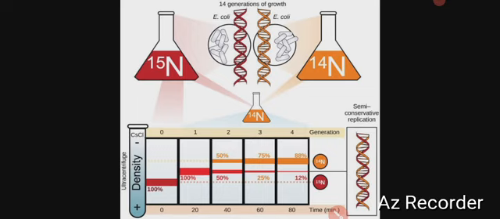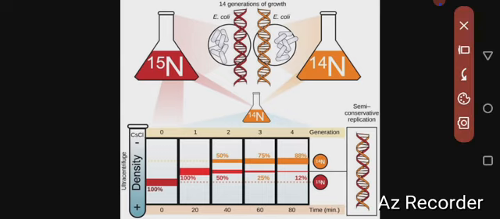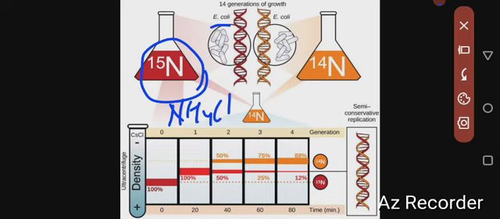Today I'm going to talk about the Meselson and Stahl experiment, which concludes that DNA replication is semi-conservative. So, how did they do it? They did an experiment in which they grew E. coli in N15 medium, which is basically ammonium chloride, NH4Cl, and they labeled the N with the 15 isotope. N15 is non-radioactive and it is a heavy isotope.